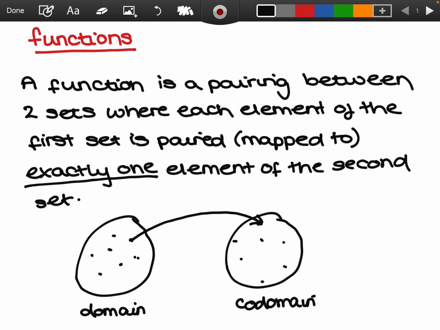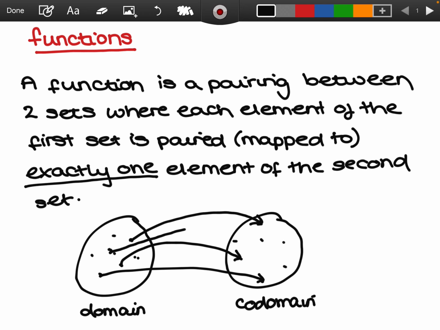You may have heard also of the term range, and that's going to come up in our next video. So for right now, we're just concerned about our two sets. We're not worried about exactly what elements we are mapping to, etc. That's going to come up in our next video. But the thing that we need to be aware of right now is for a function, each element of our domain maps to exactly one element of our codomain. So everything in our domain maps to exactly one element of our codomain.